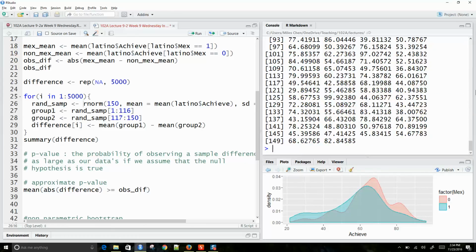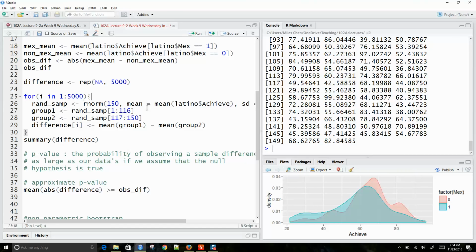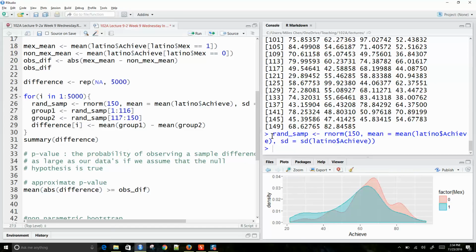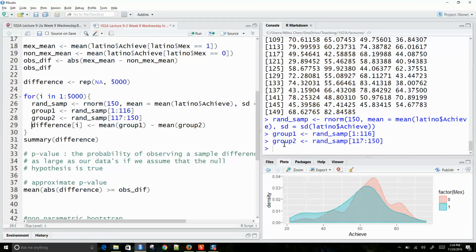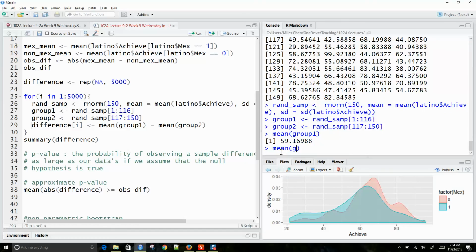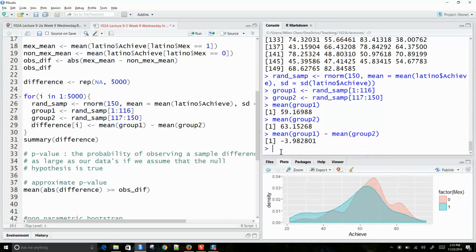Okay, so I do this. This generates 150 values. And I'm going to take those, and I'm going to assign 116 of them to group 1. I'm going to say just take 116 of them, assign that to group 1, take the remaining 34, assign that to group 2, and then I want to find, what's the mean of group 1, what's the mean of group 2. Okay, and we calculate a difference between the mean of group 1 minus the mean of group 2. And here I got a difference of negative 3.98.